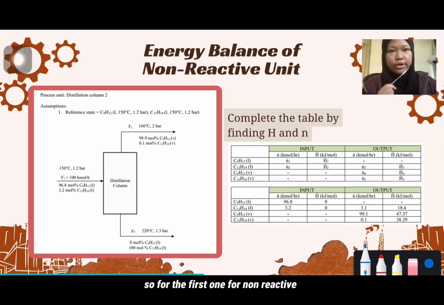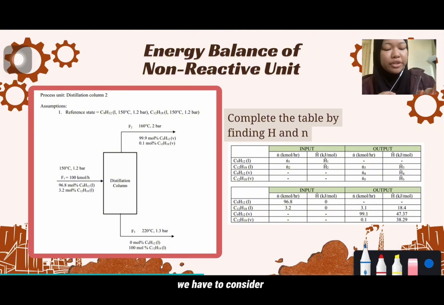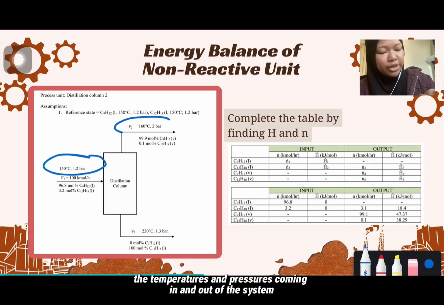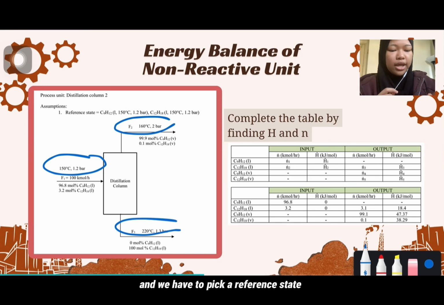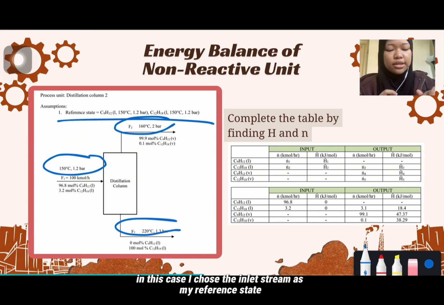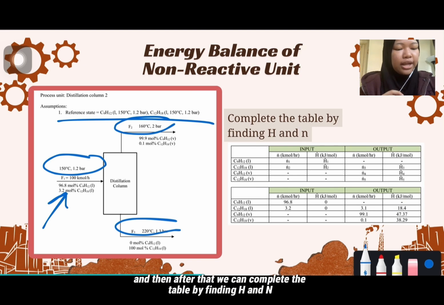I'll be explaining the energy balance of both units. So for the first one, for non-reactive, we choose distillation column 2. The only difference here is that we have to consider the temperatures and pressures coming in and out of the system. And we have to pick a reference state. In this case, I chose the inlet stream as my reference state. And then after that, we can complete the table by finding H and n.